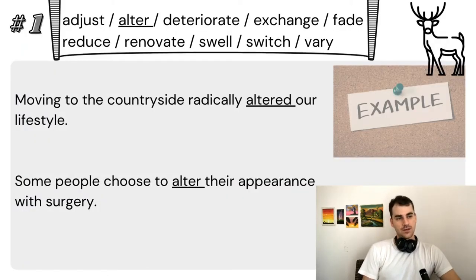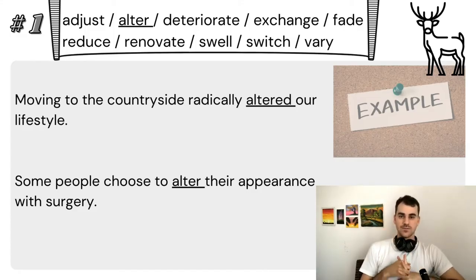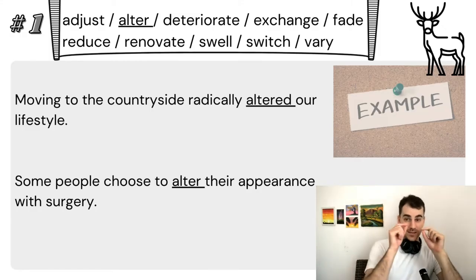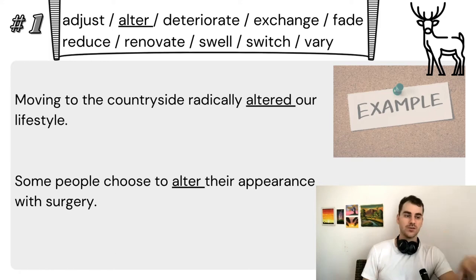So the first one, alter. Moving to the countryside radically altered our lifestyle. So our lifestyle really changed when we moved to the countryside. We say alter. And some people choose to alter their appearance with surgery. Or if you're going to get plastic surgery to change the way that you look, we say alter your appearance.